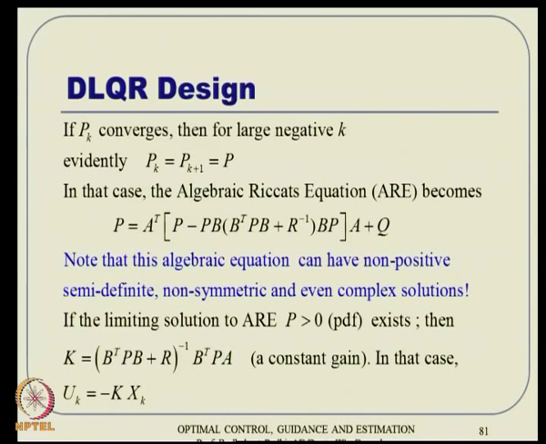So, essentially if you say that under steady state I have a constant matrix, that means P k equals P k plus 1 equals P. In that case the algebraic Riccati equation becomes this way. And this algebraic Riccati equation can have non-positive, semi-definite, non-symmetric and even complex solutions. So, if the limiting solution of the ARE exists, and it is not guaranteed to exist by the way, then K happens to be like this, which is nothing but a constant gain. In that case, we can write u k as minus K times x k, where K is a constant gain.